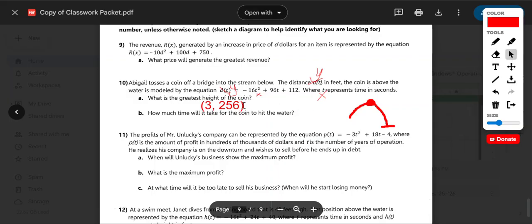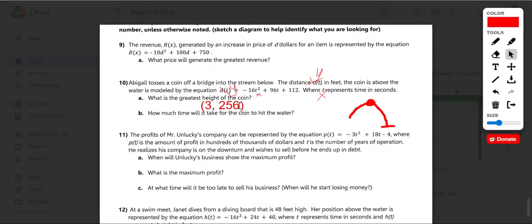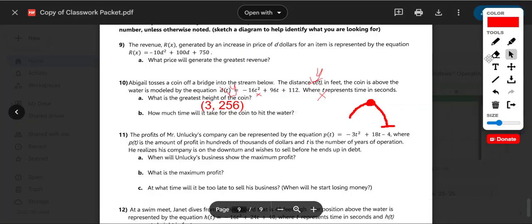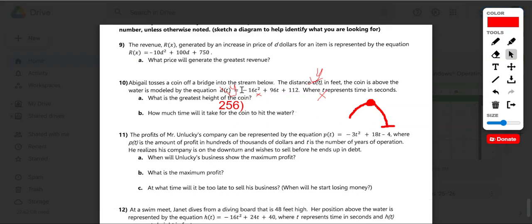256 is the one that we want of the two. Now, how much time will it take for the coin to hit the water? Well, the coin would go up and then back down and then hit the water here. When we're talking about t, or time, we said the time was x. That's how far out it is, or left and right.